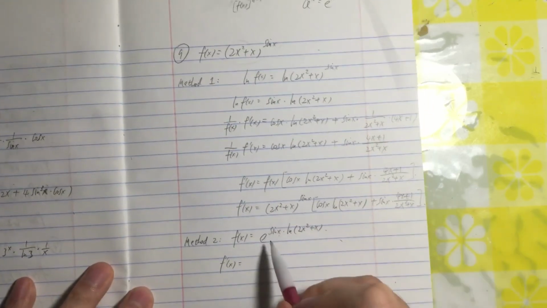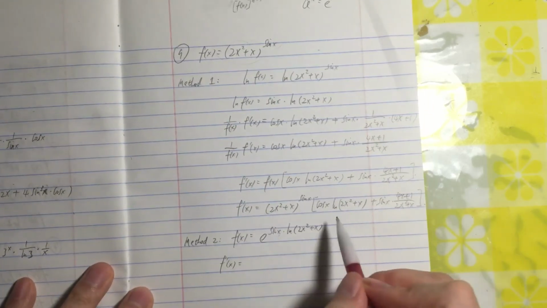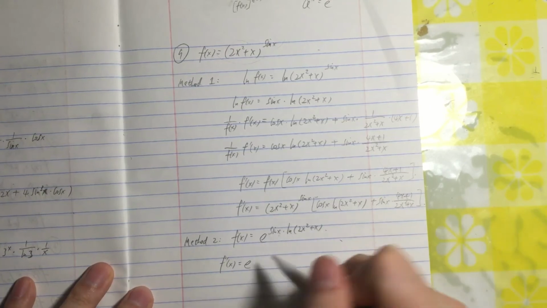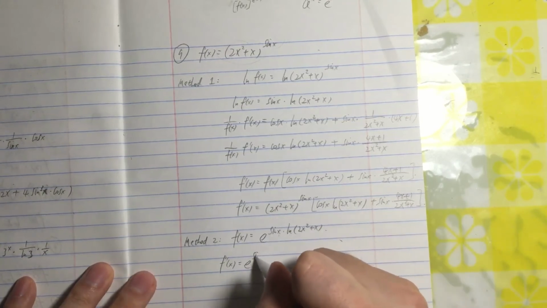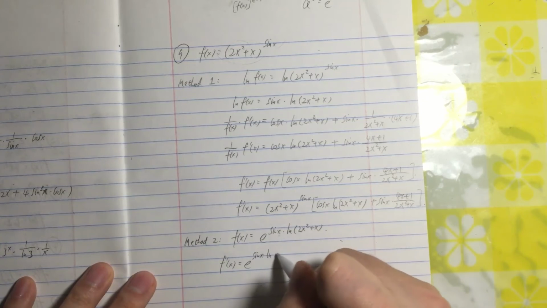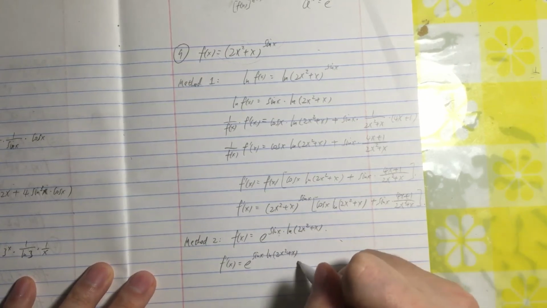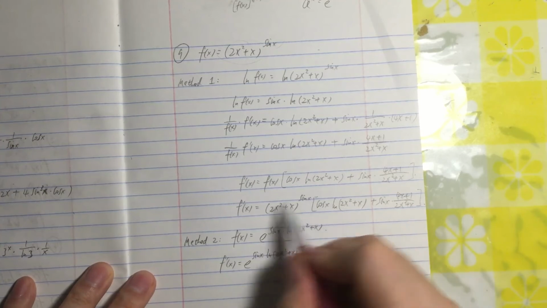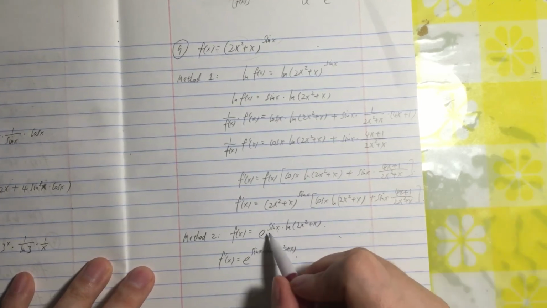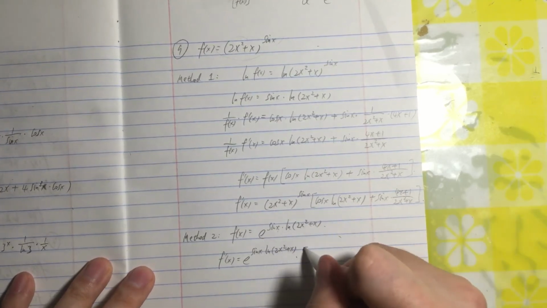When we take derivative, this is exponential function. So I first of all copy the function e to the power of sine x times Ln of 2x squared plus x, then times the derivative of an exponent. For the derivative of an exponent, we use product rule.